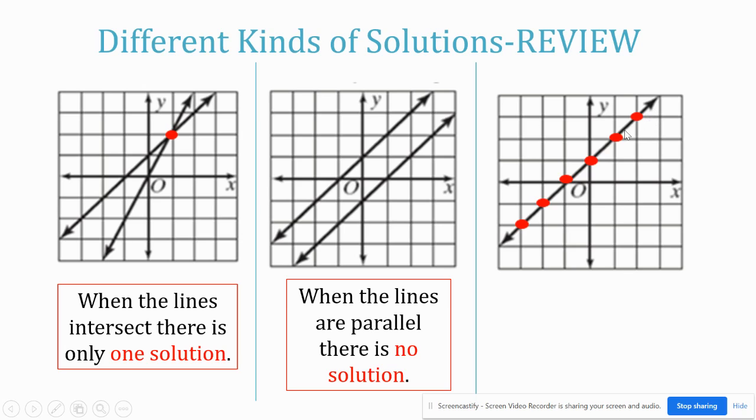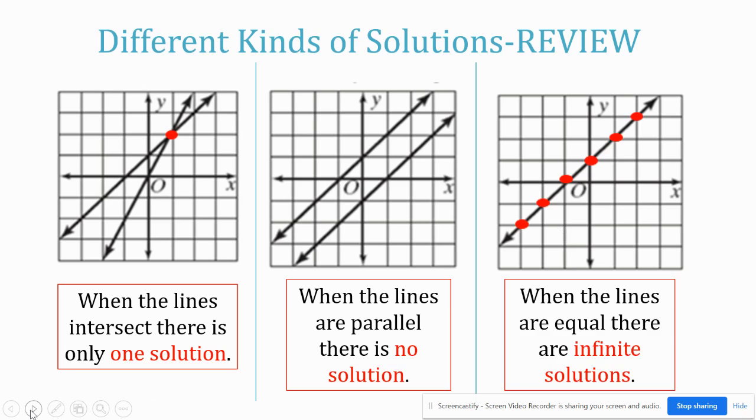And here I want you to envision two lines graphed on top of each other. You can see that they have the same points, so red point, red point, red point, and that's going to continue as long as these lines continue, which is going to be forever because we have these arrows at the end. So when we have two lines that are the same and they constantly intersect, that means that there are infinite solutions. So when the lines are equal, there are infinite solutions.